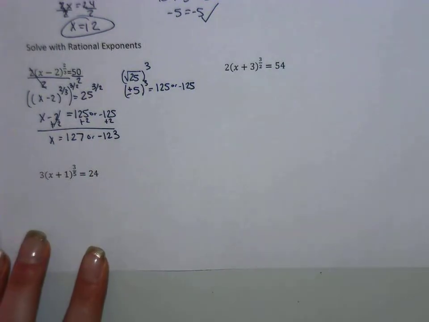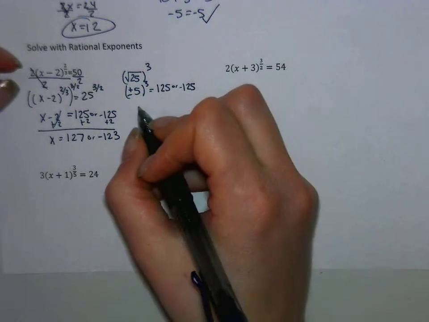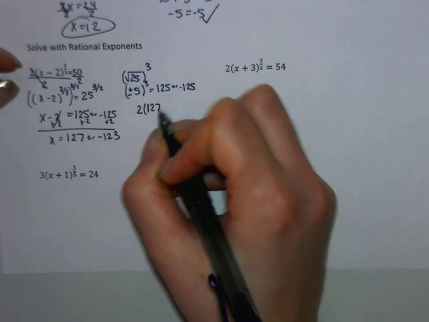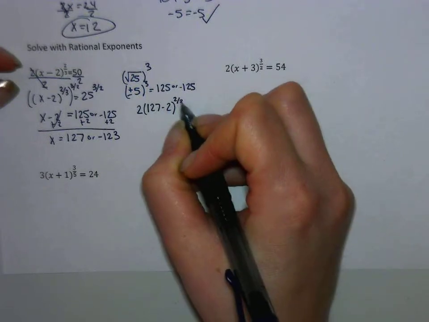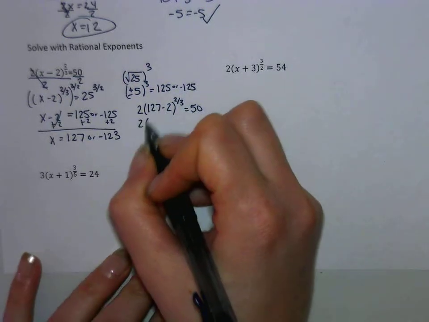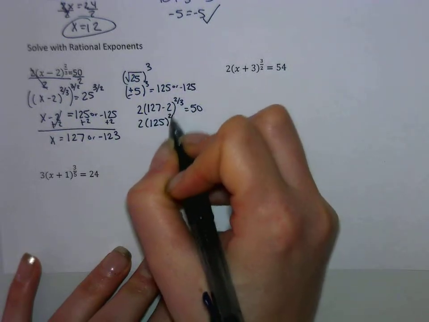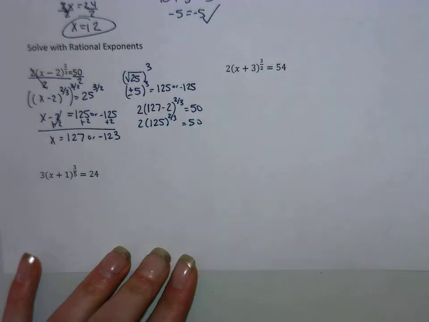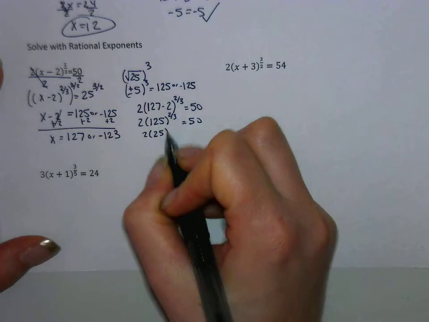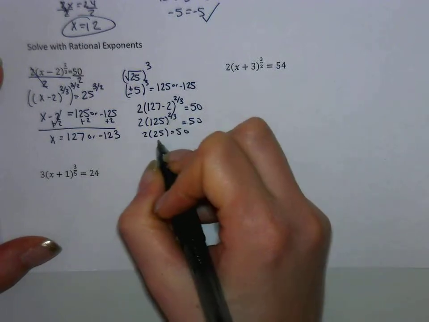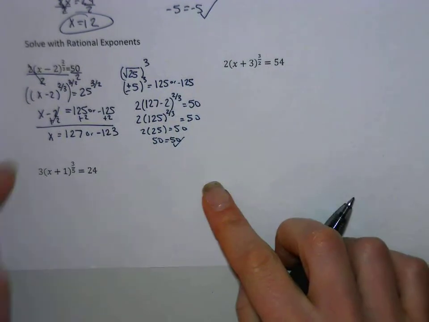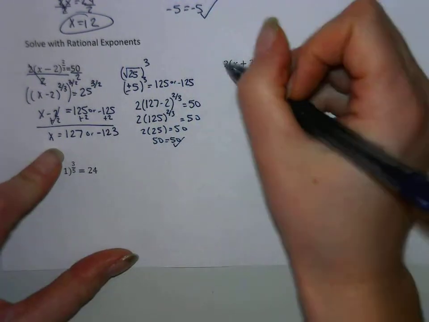And we do want to check our work on both of those. So we're going to have 2 times the quantity of 127 minus 2 to the 2/3 power equals 50. So this is 125 to the 2/3 power, which equals 50. 125 to the 2/3 is 25. And 2 times 25 is 50. So that one works. So let's check our negative 123.